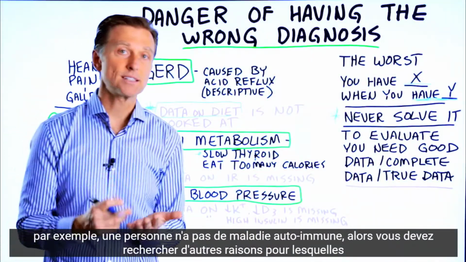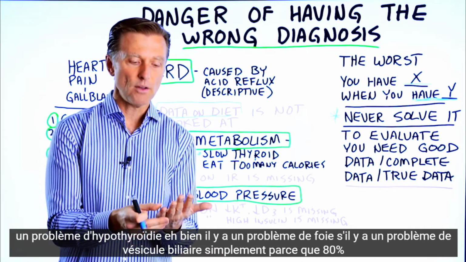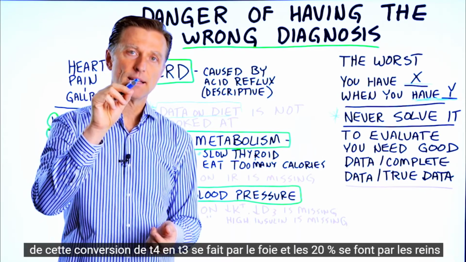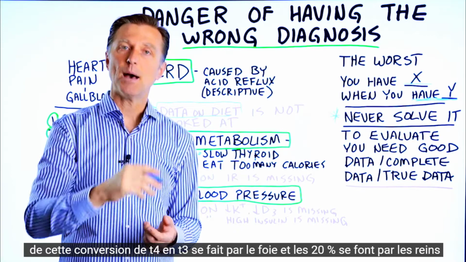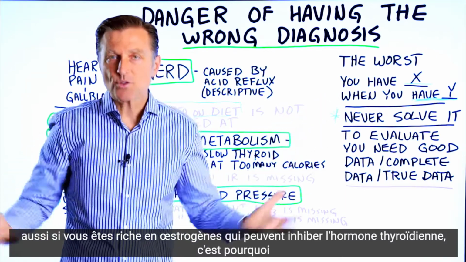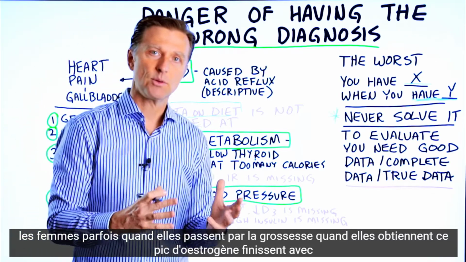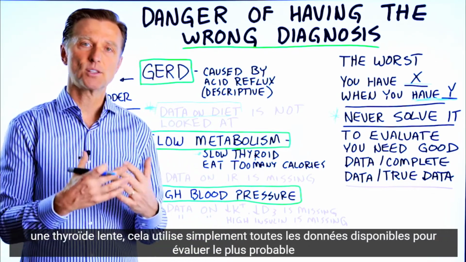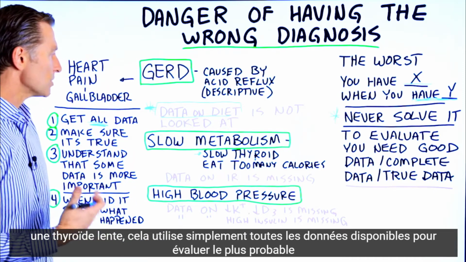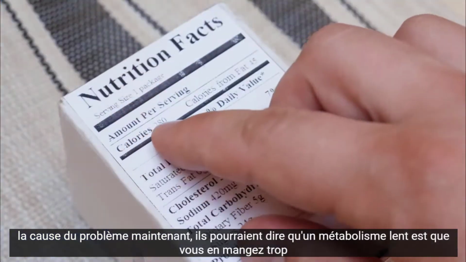So let's say, for example, a person doesn't have an autoimmune disease. Then you have to look at other reasons for a hypothyroid problem. Well, if there's a liver problem, if there's a gallbladder problem, simply because 80% of that conversion from T4 to T3 happens through the liver, and the 20% happens through the kidney. Also, if you're high in estrogen, that can inhibit the thyroid hormone. This is why women sometimes, when they go through pregnancy, when they get this spike of estrogen, end up with a slow thyroid. This is just using all the data that's available to evaluate the most likely cause of the problem.